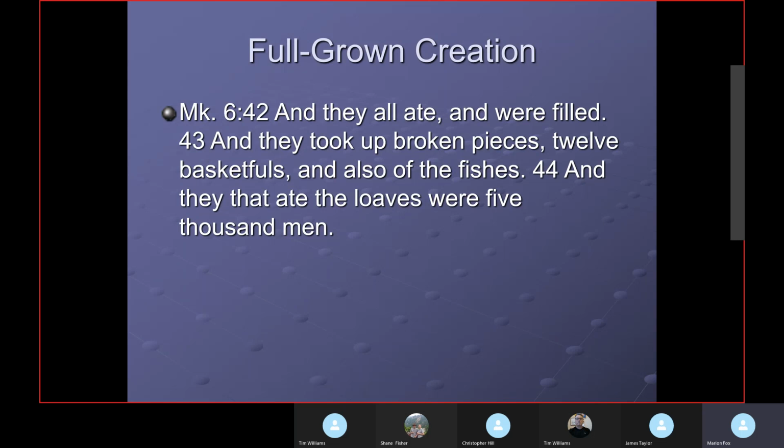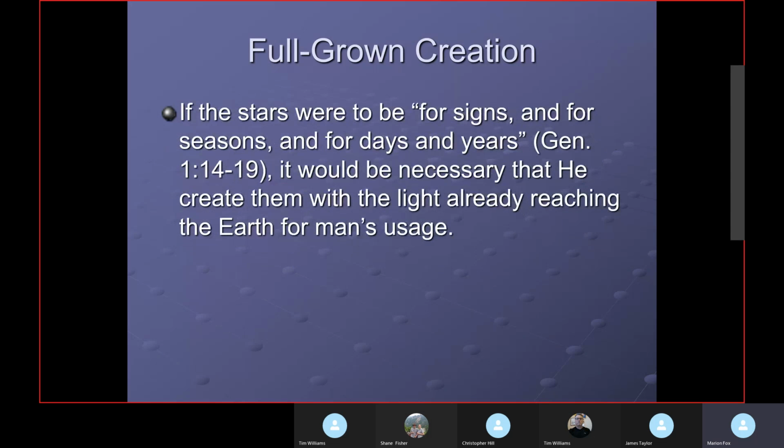Now, what we have here is Jesus created fish, and they couldn't tell the difference. They were full-grown fish in this creation, and nothing's too hard for God in this sense. And so they were full-grown fish. The bread was bread that had been cooked. The loaves were. Now, full-grown creation is implicit in this, in the miracle of the multiplying of the loaves and fish.